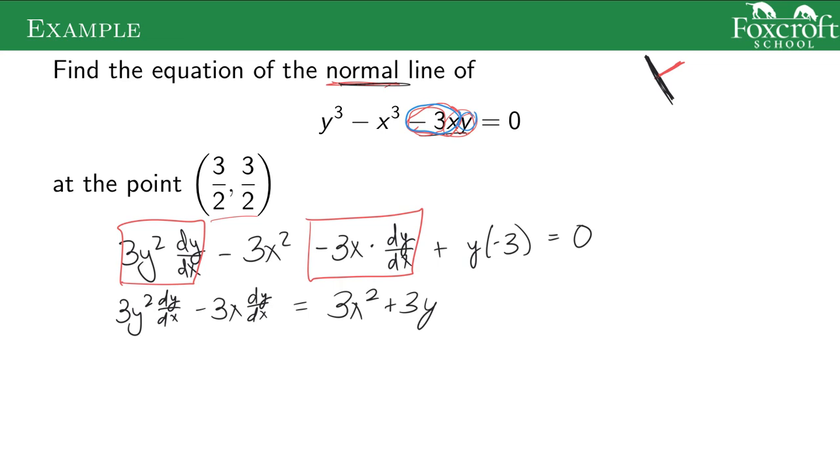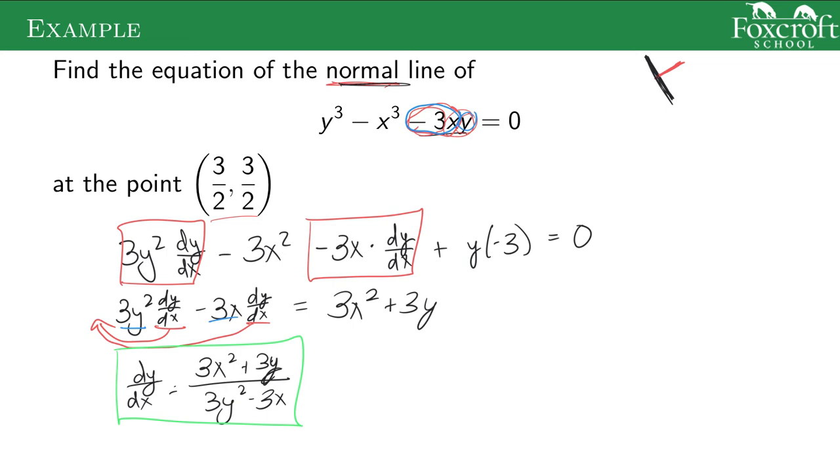And just to save some room on the side, what I would do now is factor the dy/dx that's common on this side out and divide by the other stuff that's left. So my final answer is going to be dy/dx is 3x squared plus 3y all over 3y squared minus 3x. All right, so this is our derivative function.